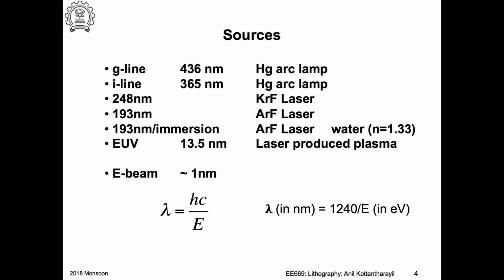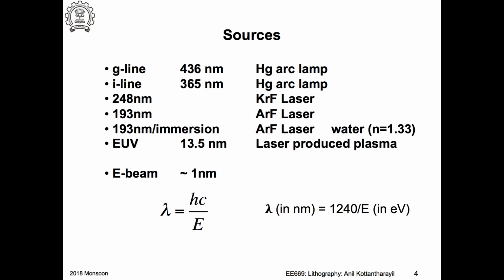1240 divided by E in electron volts gives you lambda in nanometers. This is a very simple thing that people use when they talk about a semiconductor that absorbs at a certain wavelength. You just quickly calculate, right? You can do these mental calculations: 1240 divided by the band gap, or the other way around, you take the lambda on the other side and you get the corresponding band gap.